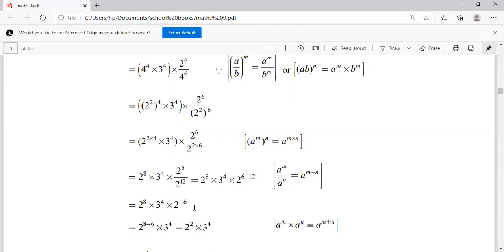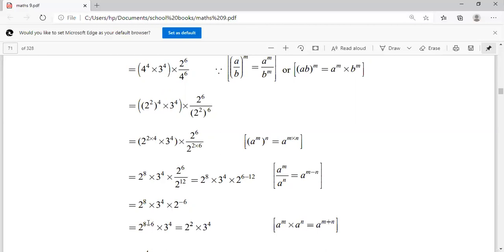Now you can see here once again, 2 to the power 8 and 2 to the power minus 6. When you see this part, you can see here that the base is same once again, but the powers are different. So here in the multiplicative part, using the multiplication law that a to the power m into a to the power n is always equal to a to the power m plus n.